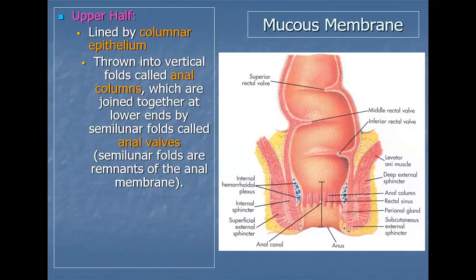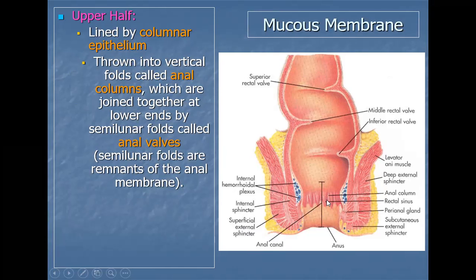Now coming to the mucous membrane, the lining within the upper and lower part of the anal canal. This whole thing is the anal canal. How is it different above and below? The upper half is lined by columnar epithelium. This whole thing is lined by simple columnar epithelium, thrown into vertical folds called the anal columns. If you see here, it is thrown into folds and forms the anal columns.